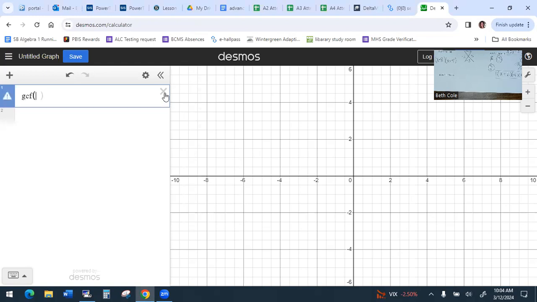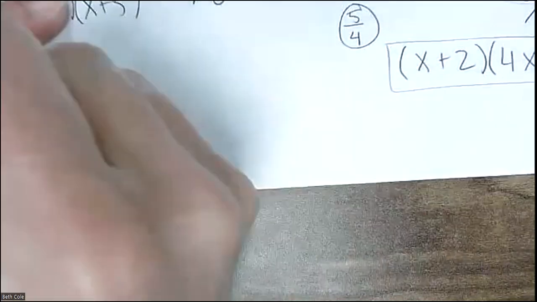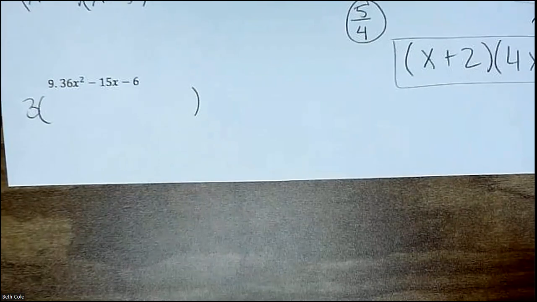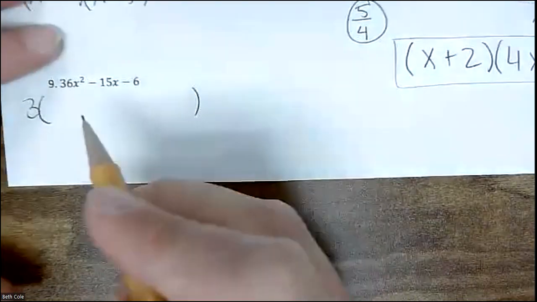GCF. Good, and then it's 36, 15, 6. But it is 3. Do you see that? All right, you guys need to focus for, what do we have? 3 more problems here, all right? So you're gonna put 3, start a parentheses. Sorry, there's not very much room for this one. I apologize. I was trying to get it onto a half sheet.